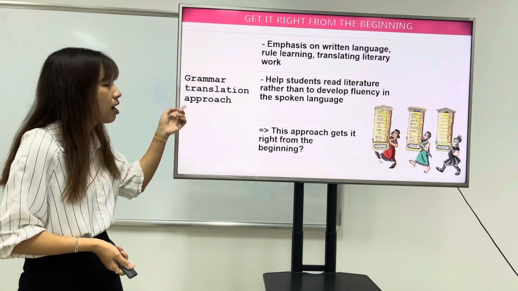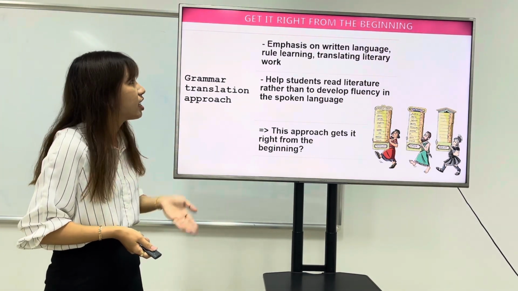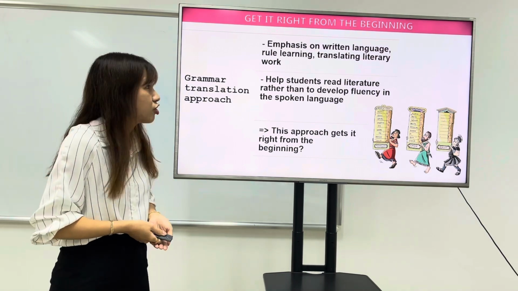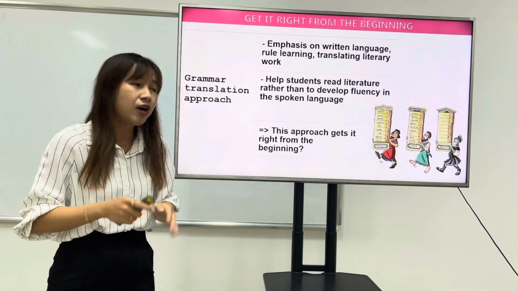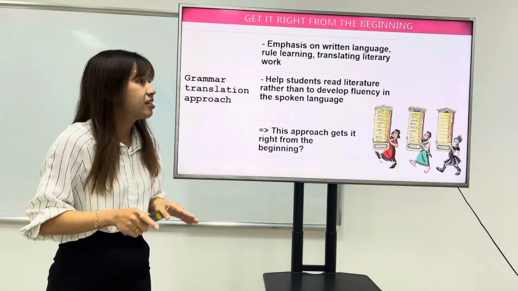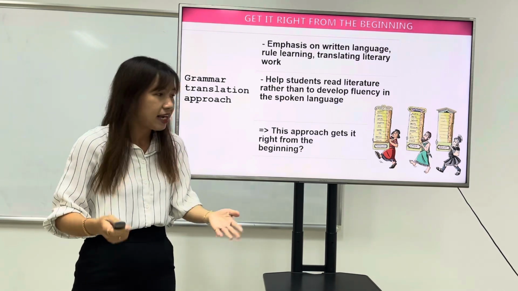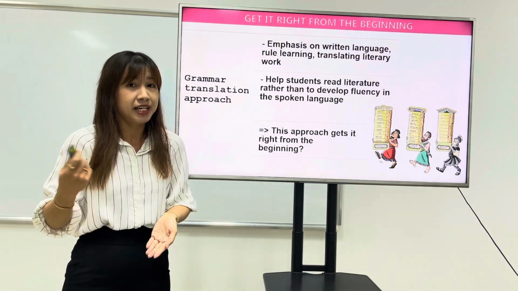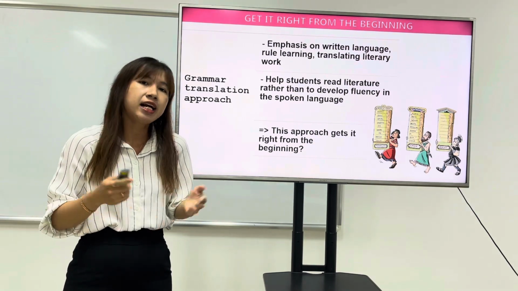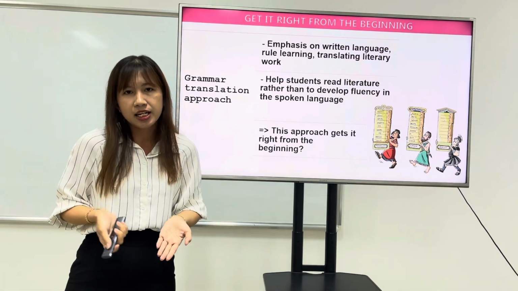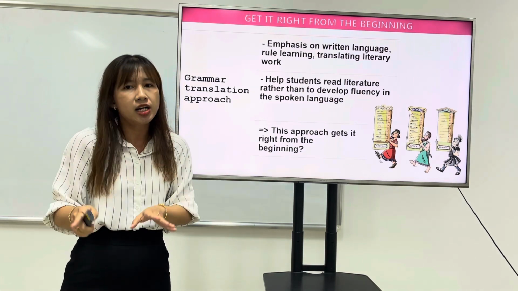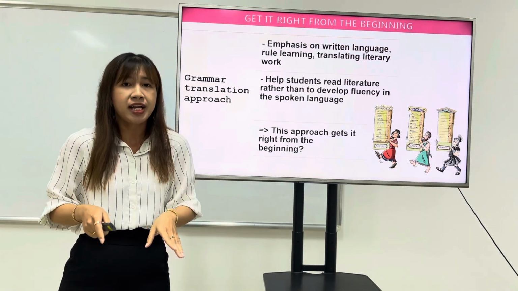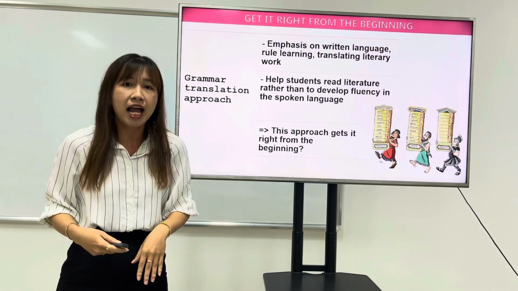Let's start with the first one, the grammar translation approach. This teaching approach emphasizes written language, the rules of grammar, and translation equivalents as well. Its purpose is to help students read literature rather than to develop fluency in speaking. So, do you think the grammar translation approach can get it right from the beginning? The answer is sure, because in a grammar translation activity, the teacher plays the main role. The teacher can monitor the students, manage and control all learning activities to limit and avoid the students making mistakes or errors.